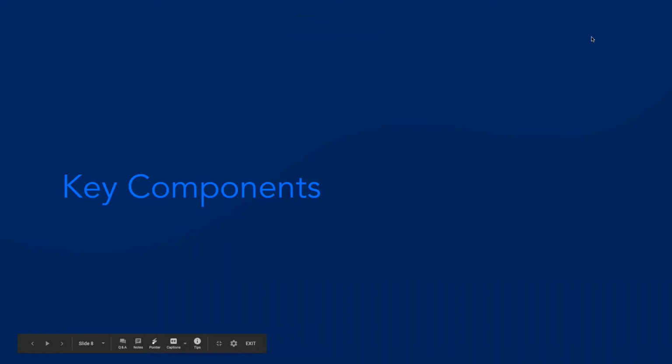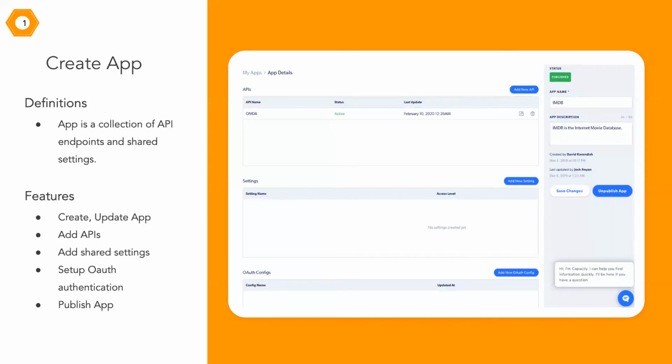Okay, now that we have seen an example of how Capacity can talk with your apps and retrieve information and let you perform actions on your apps, let's walk through the key components of Dev Platform. As I mentioned before, the developer platform is where you can set up your app integration. An app in developer platform is a collection of APIs and settings that are shared between all of the APIs, whether that's a client ID, client secret, a token, or a hostname, etc. This is also where you publish your app once you have set up and tested all of your APIs.